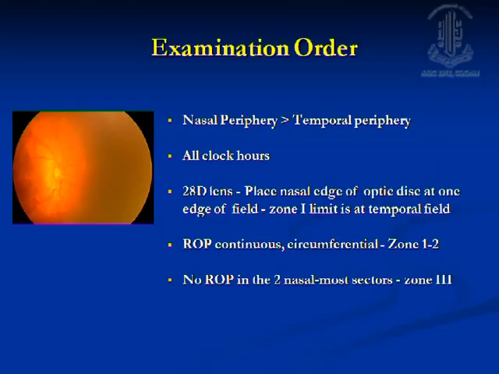For beginners, if you place a 20 diopter lens at the nasal edge of the optic disc, at the temporal edge, if you see any ROP, that means you're dealing with a case of zone 1. This is just for beginners so that you don't confuse where zone 1 is. Otherwise, zone 1 is very easy to identify and seen posteriorly.